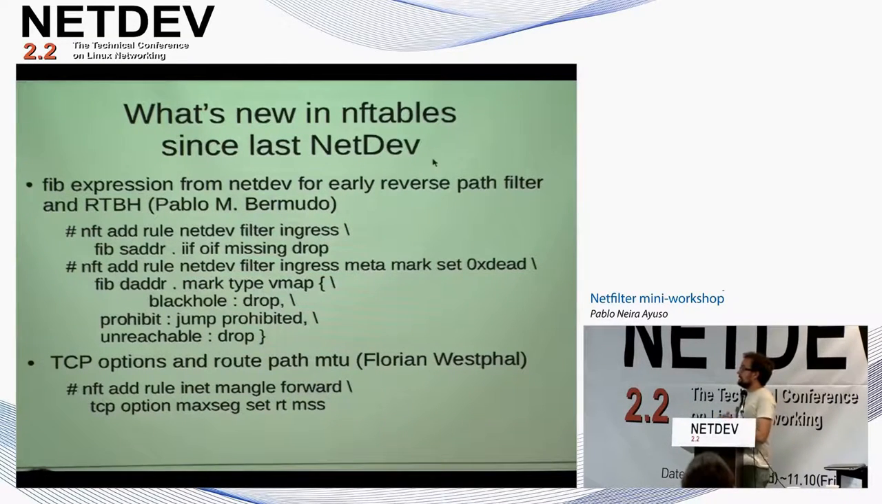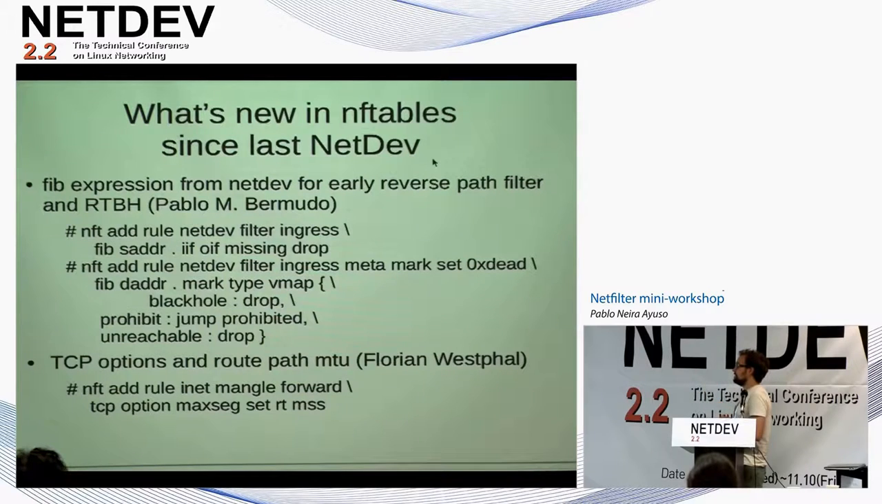For example, the first rule above is based on a tuple composed of the source address and the input interface. It's just asking for the output interface, if it exists or not. The missing says there is no output interface, so in that case we are going to drop the traffic.